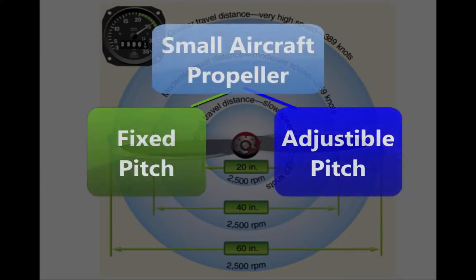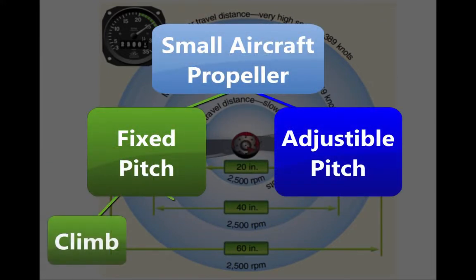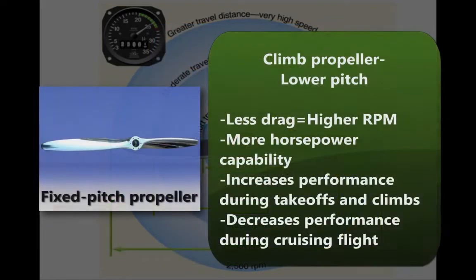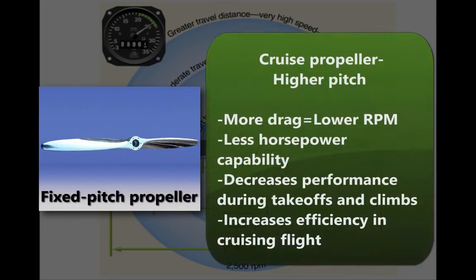There are two types of fixed-pitch propellers, climb and cruise. Whether the aircraft has a climb or cruise propeller installed depends upon its intended use. The climb propeller has a lower pitch, therefore less drag. Less drag results in higher RPM and more horsepower capability, which increases performance during takeoffs and climbs, but decreases performance during cruising flight. The cruise propeller has a higher pitch, therefore more drag.